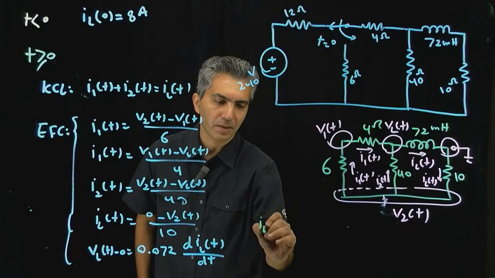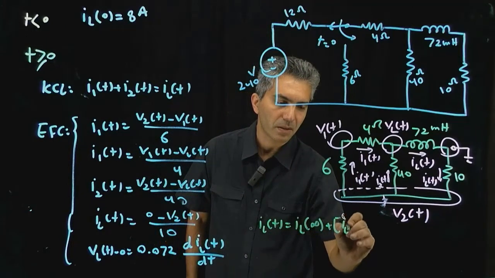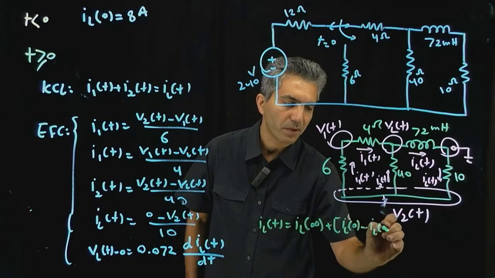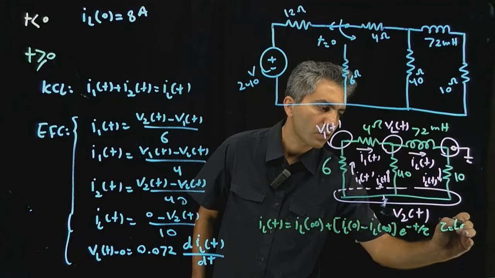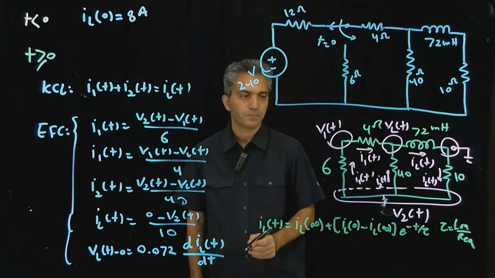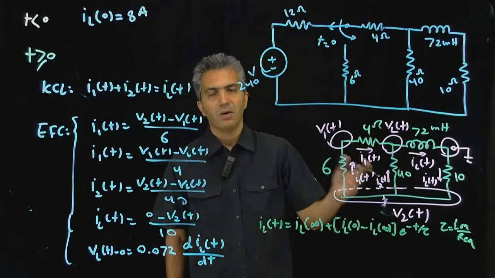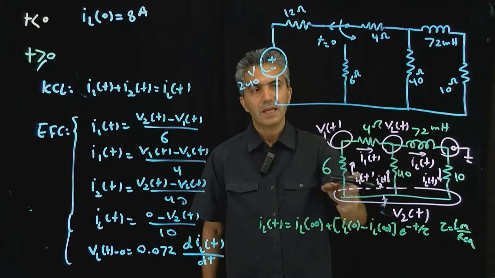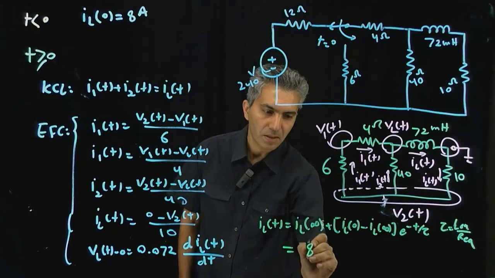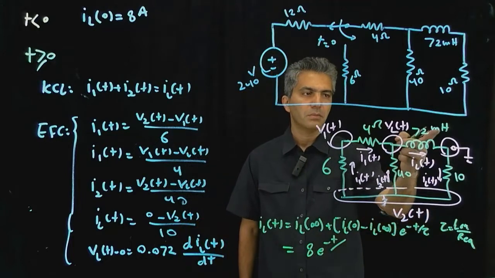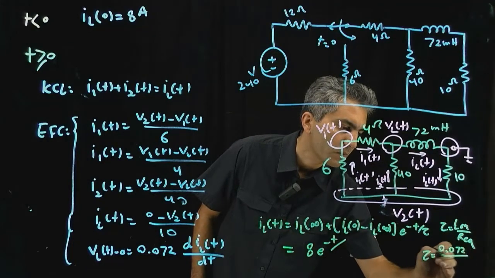So for IL(t), I know the format is IL(infinity) plus [IL(0) minus IL(infinity)] e to the minus t over tau, where tau is L equivalent divided by R equivalent, right? So IL(infinity) in this circuit obviously is zero. There is no source of energy here, so over time all the energy is going to dissipate in the form of heat in the resistors, and the current is going to go down to zero. IL(0), we already calculated that, so that's 8 e to the minus t over tau. Now L is 72 millihenries, so tau is equal to 0.072 divided by R equivalent.